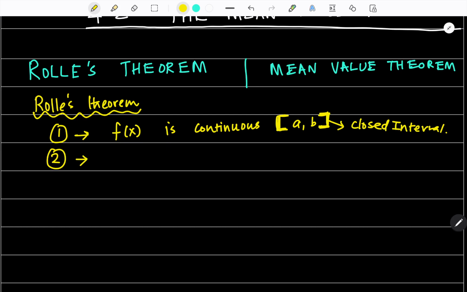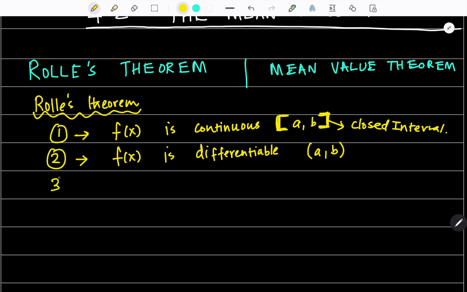Step number 2. For all the questions you should write: f of x is differentiable in the open interval a comma b. The next question: teacher, do I need to check whether it is differentiable? No. What we are going to give is all polynomial functions. Polynomial functions are differentiable everywhere, including the interval a comma b given in the question. So the conclusion you write is f of x is differentiable in the open interval a comma b.